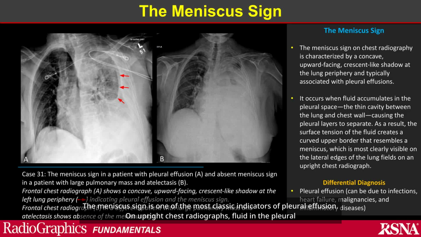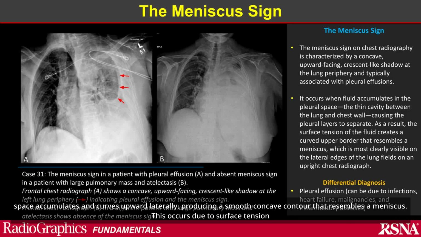The meniscus sign is one of the most classic indicators of pleural effusion. On upright chest radiographs, fluid in the pleural space accumulates and curves upward laterally, producing a smooth concave contour that resembles a meniscus. This occurs due to surface tension between pleural fluid and lung tissue. A true meniscus sign strongly suggests pleural effusion, which may be caused by infection, heart failure, malignancy, or inflammatory disease. However, in cases of very large masses or dense atelectasis, the meniscus may be absent. The presence or absence of this sign provides important diagnostic information for pleural-based disease.